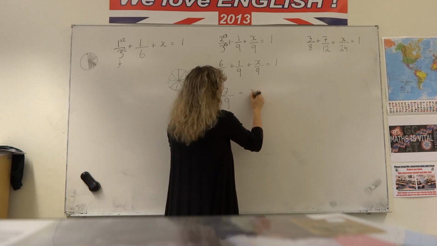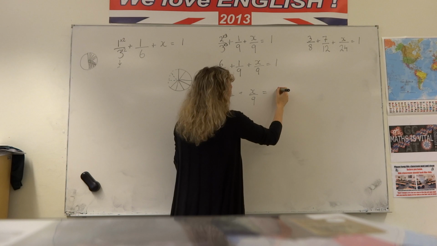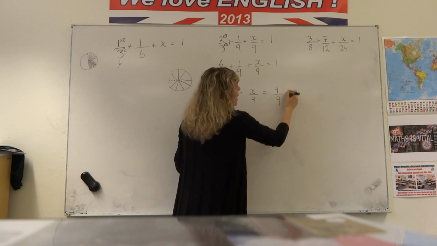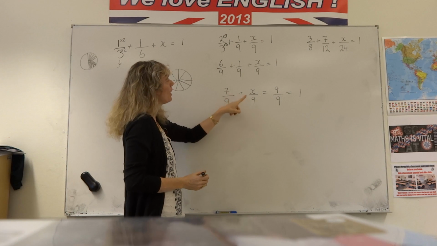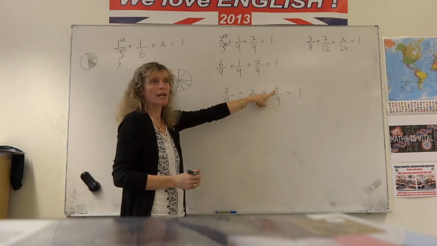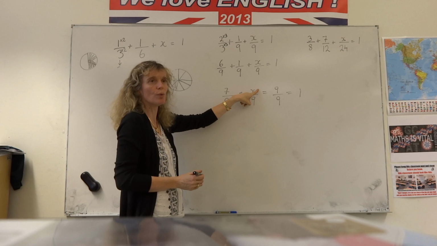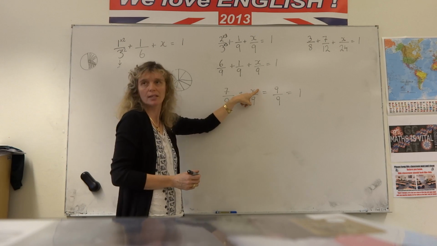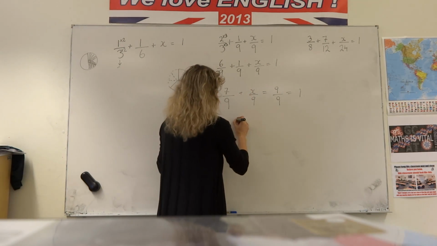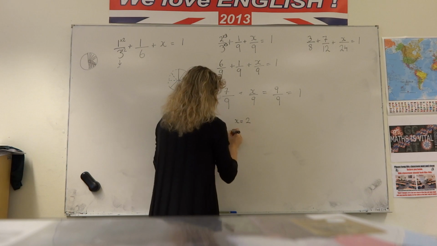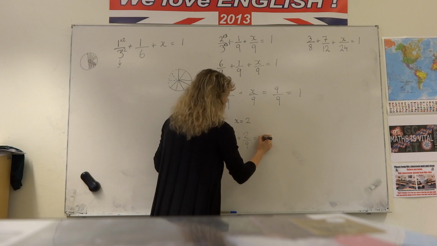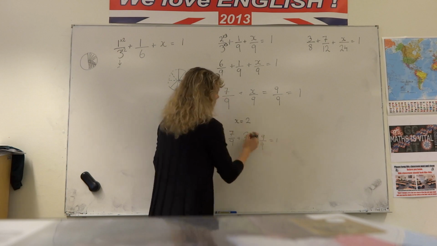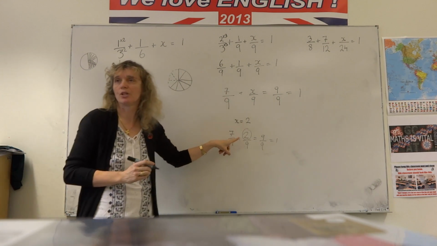Plus x over 9 must equal 1, which we know is 9 ninths. 1 is 9 ninths. So how will I get to the number 9 here? Well, 7 plus 2 will give me 9. So x must equal 2. Because 7 ninths plus 2 ninths equals 9 ninths, which is 1. So the x must be 2 in this case.